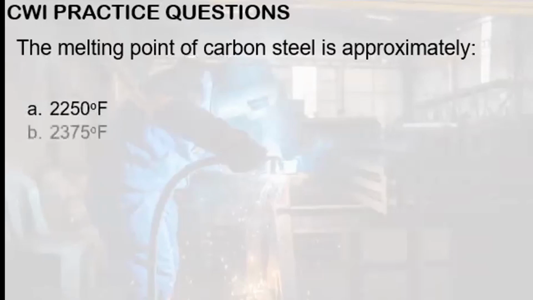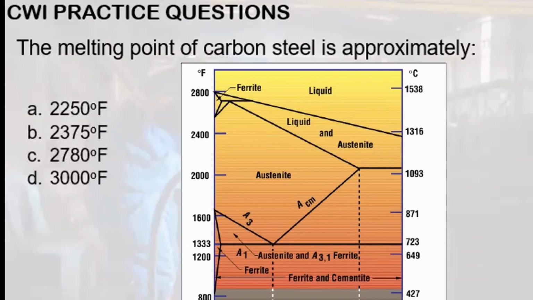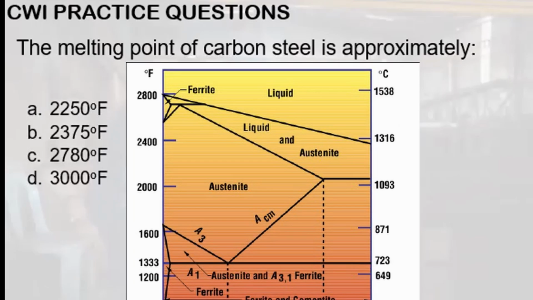A. 2250 degrees Fahrenheit, B. 2375 degrees Fahrenheit, C. 2780 degrees Fahrenheit, or D. 3000 degrees Fahrenheit. If you look at the iron-carbon phase diagram, the temperature at which carbon steel turns into molten liquid is approximately 2800 degrees Fahrenheit, where you can see the line between the ferrite and the liquid. That means any temperature above it will melt the carbon steel.